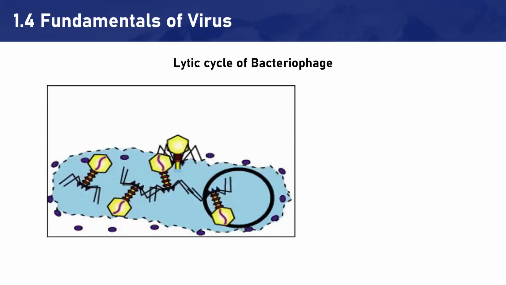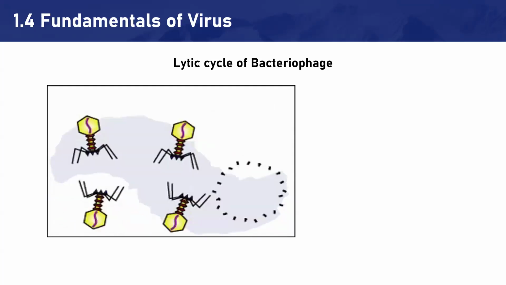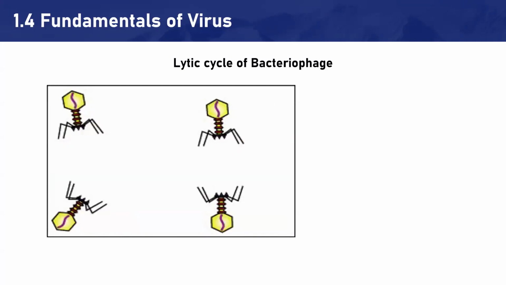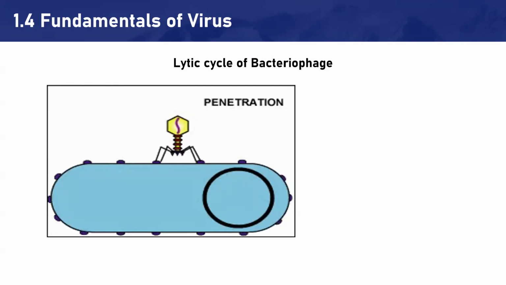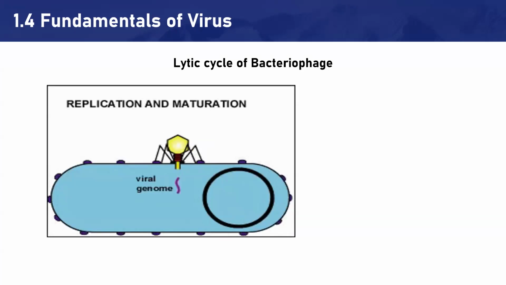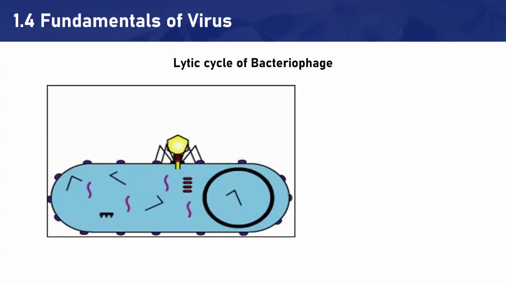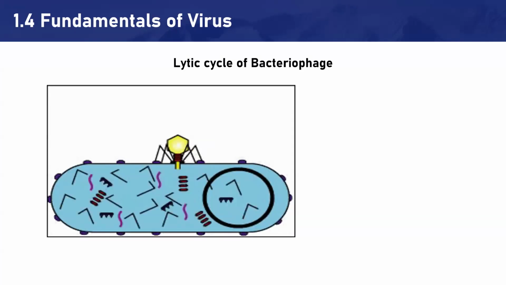And the last step is the release. That means the bacteriophage will induce a protein, and that protein can degrade the cell membrane and cell wall. So inside the bacteria there are a lot of new bacteriophages, maybe 100 or 200. Some bacteriophages can generate 50 or 80 new bacteriophages inside the bacteria, based on the type of bacteria and type of bacteriophage.